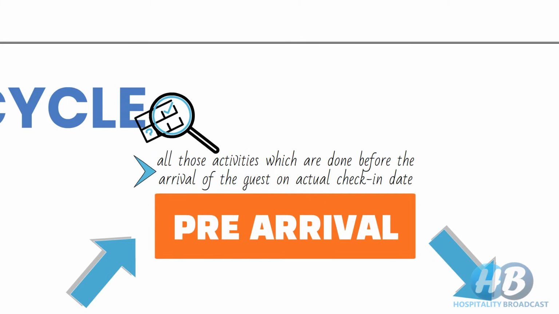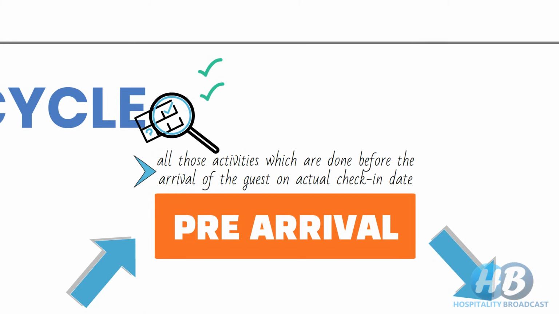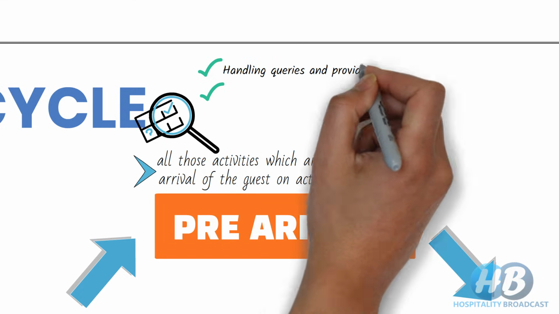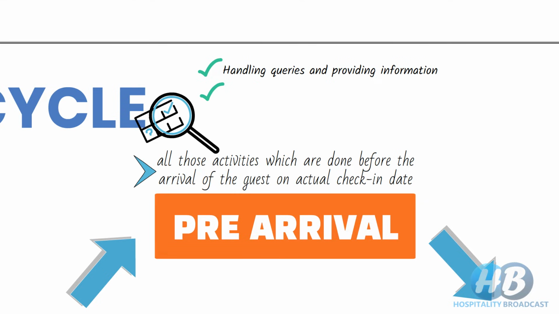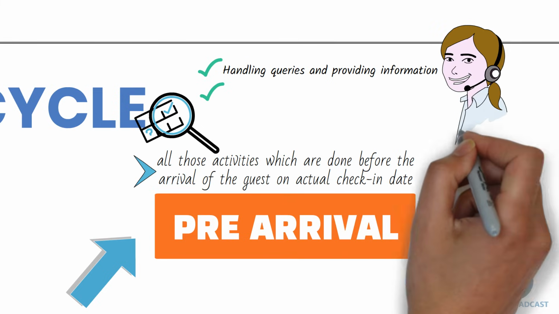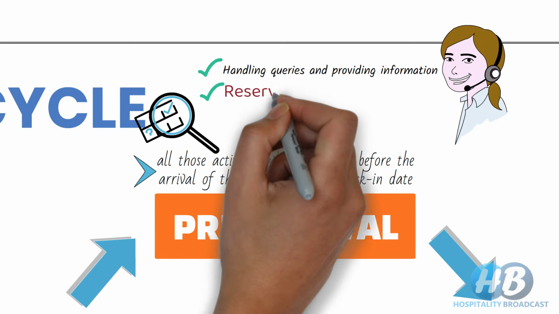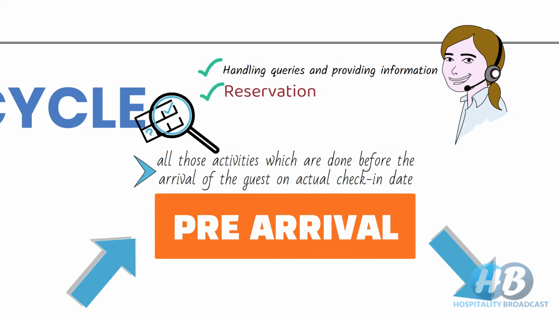From the hotel perspective, there are 2 major activities performed mainly by the reservation section. First, to handle any query and provide information related to hotel facilities and services. Here is your chance to impress the guest and convince him that staying with your hotel is the best decision. Once the guest is convinced, he or she will book the room. Booking of a hotel room in advance is what we call reservation.